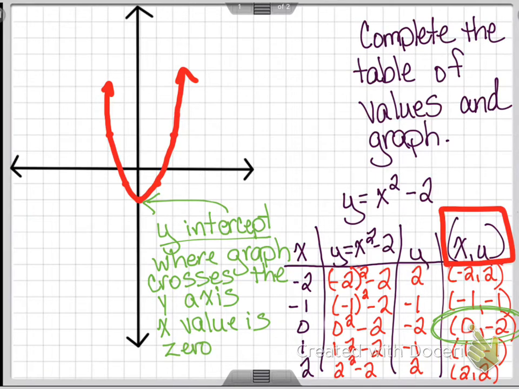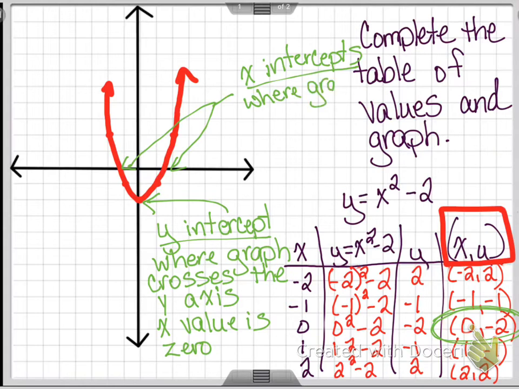Okay? Now, these are x-intercepts. We do not discuss x-intercepts as much with lines. We talk about them, but we don't talk about them nearly as much as we talk about the y-intercept because of y equals mx plus b. X-intercepts are where the graph crosses the x-axis.